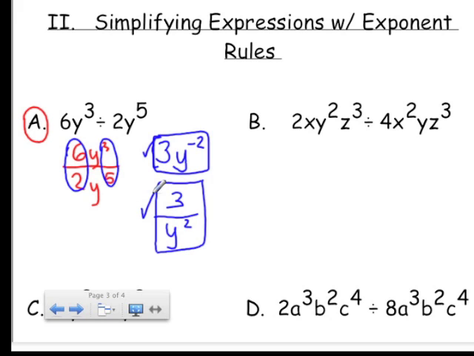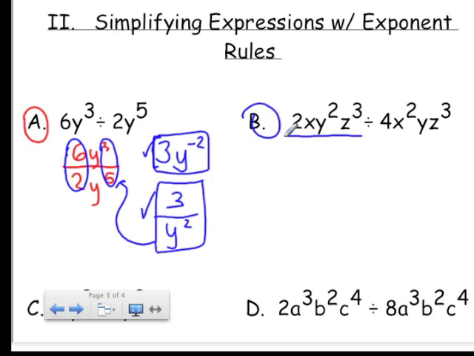And if you think about it here, that's because we have like 2 y's left over in our denominator. Looking at B, I have 2xy squared times z to the 3rd divided by 4 times x squared times y times z to the 3rd. The very first thing I'll do is write it as a fraction.